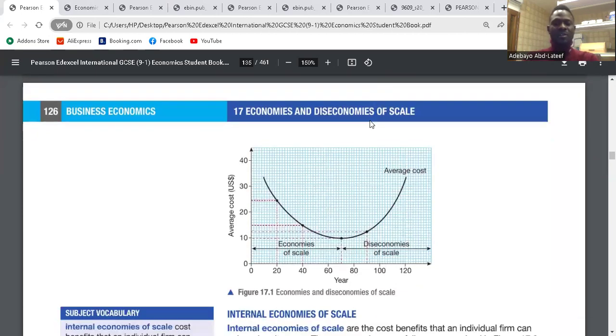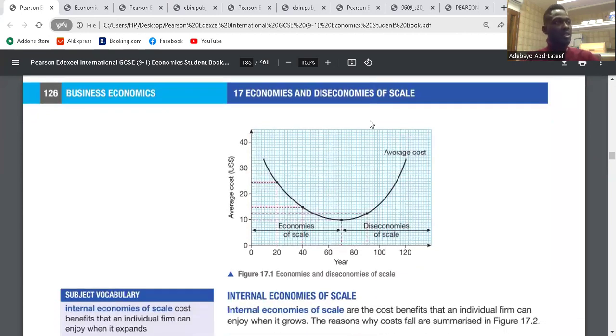So based on this graph, it is always U-shaped. Why? Because it is based on average cost of production. So the firm can produce up until 70,000 units, according to what was said. Increasing your output above 70,000 units will bring about these diseconomies of scale. So, what is economies of scale?